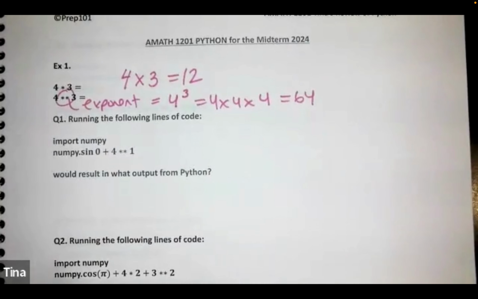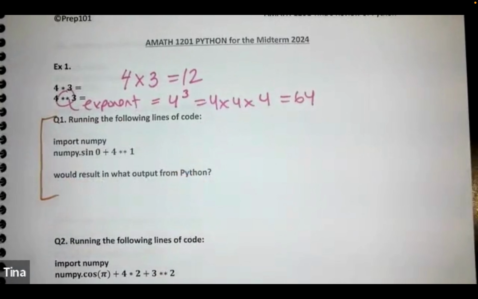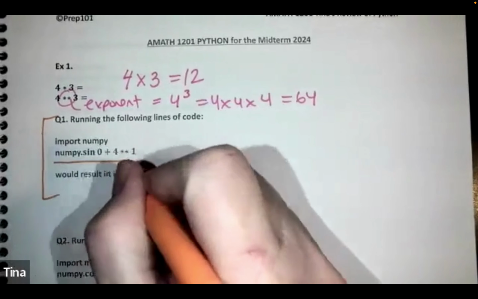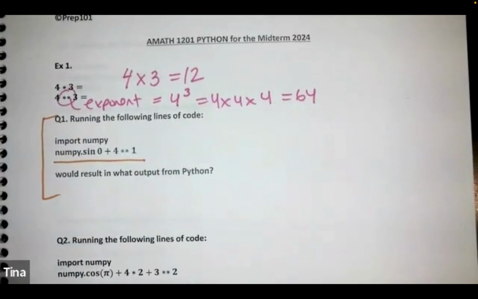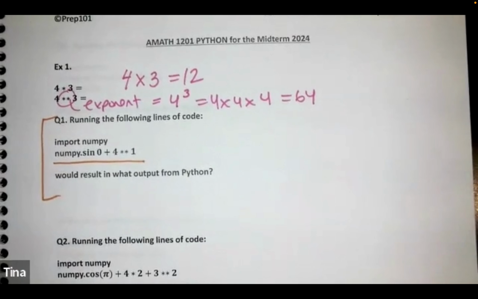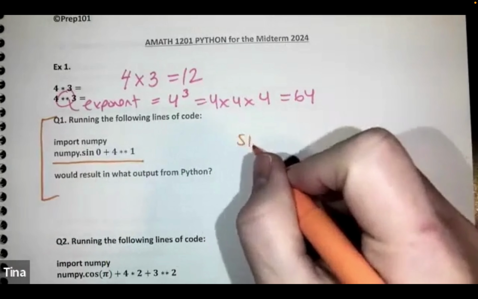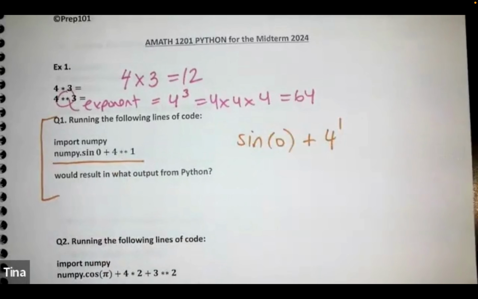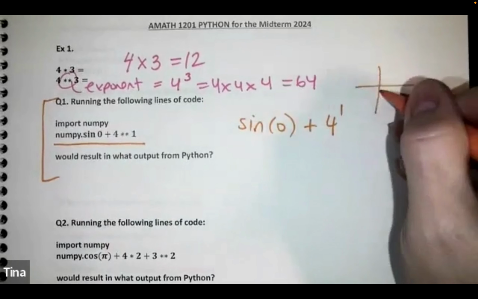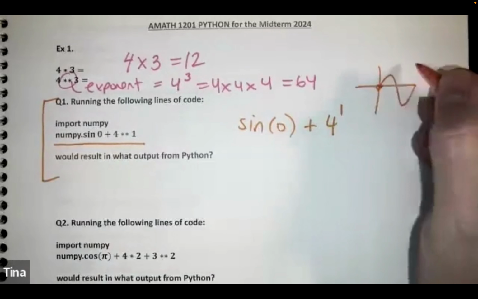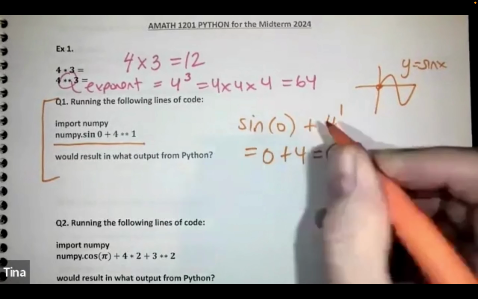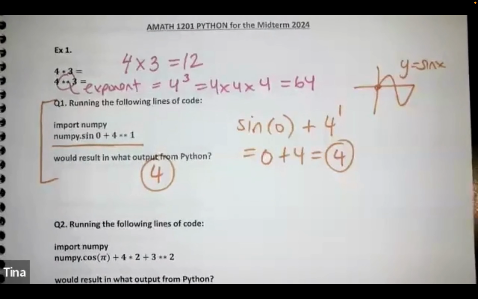So here's what a question will look like on your exam. Running the following lines of code. Okay, so we've got import numpy. So numpy dot sine 0 plus 4 star star 1. So what is this? Well, we would just do sine of 0 plus 4 star star, which means 4 exponent of 1. And then just think about your sine graph, looks like that. So sine of 0 is just 0. So it's just going to be 0 plus 4. So your output would be 4. Okay, your output would be 4.